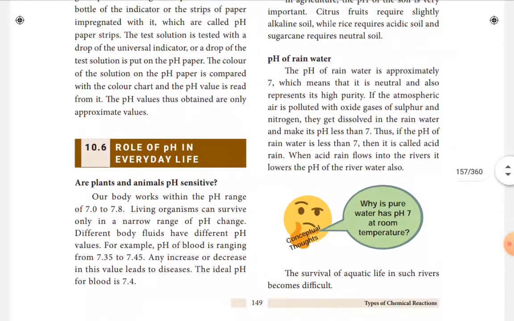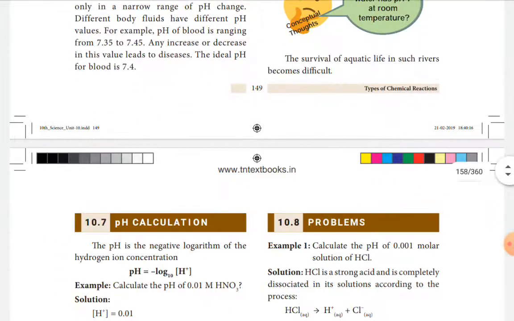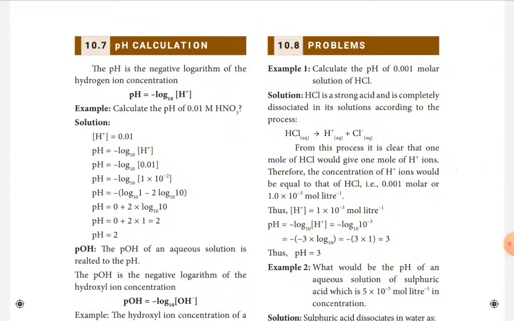Normally rainwater is pure water with a pH value of 7, but because of contamination by oxides of sulfur and nitrogen, the pH value decreases to less than 7. So it becomes acidic in nature, which is called acid rain, and it is very dangerous for aquatic life.